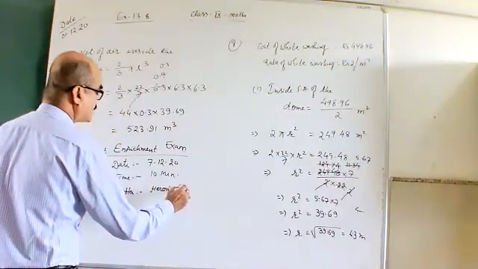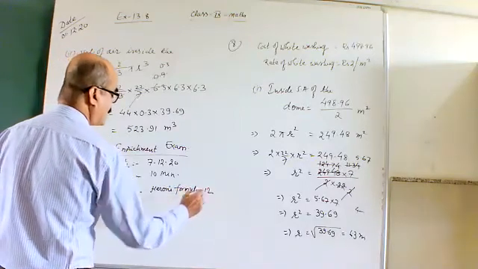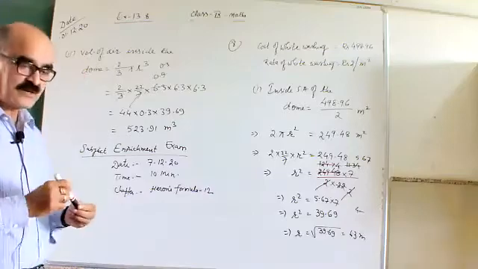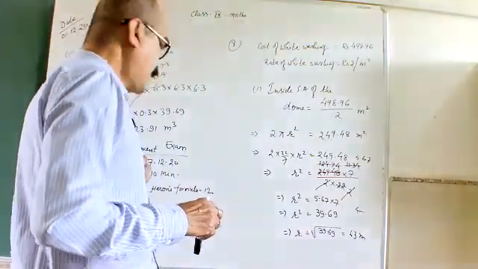Heron's formula, that is chapter number what? I think 12, na? Heron's formula? 12. Sir, in 12 it is written that half yearly exam portion will come.